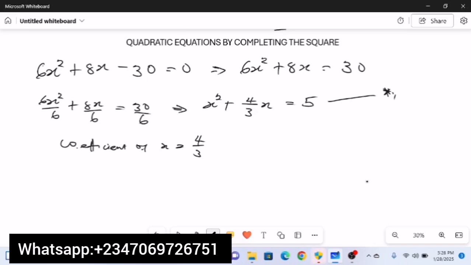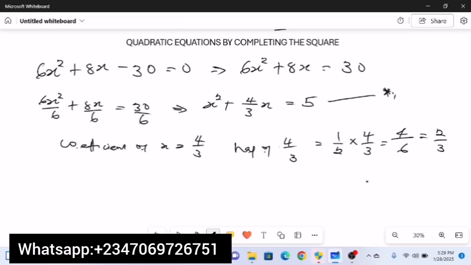So first we'll find half of 4 all over 3. This is going to be equal to 1 all over 2, which is half, multiplied by 4 all over 3. So this is going to be 4 all over 2 times 3, which is 6. And we can simply call this 2 all over 3. So this is half the coefficient of x.